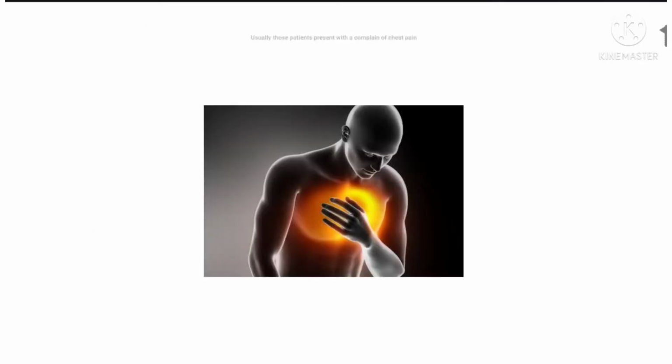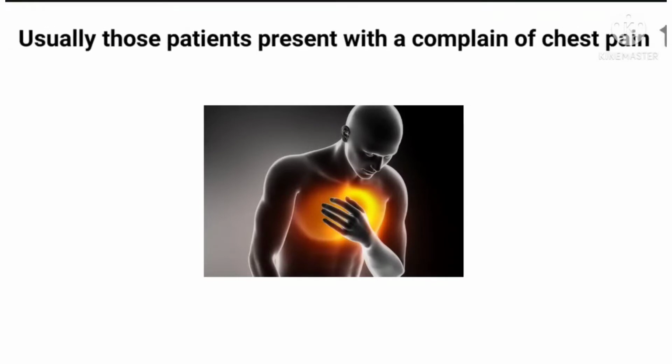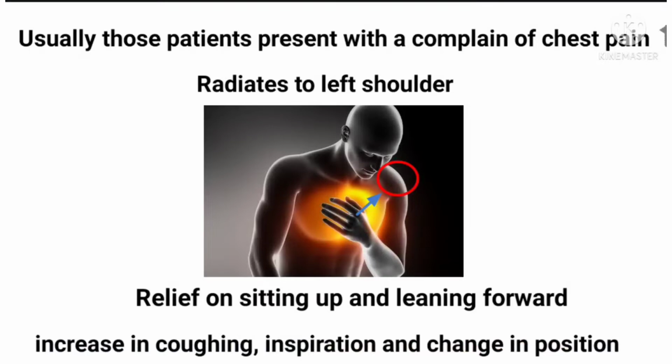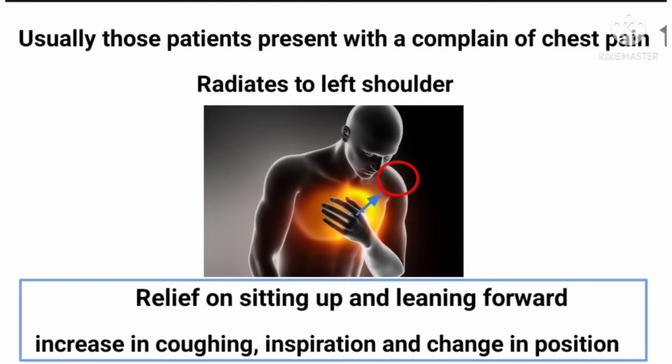Usually, those patients come to us with a complaint of chest pain, and this chest pain radiates to the left shoulder. This pain is relieved on sitting and leaning forward, and it increases on coughing, then inspiration, then change in position. Chest pain due to acute pericarditis and acute myocardial infarction can be differentiated by the last 2 points. Usually, pain due to acute myocardial infarction doesn't change with sitting up or leaning forward. Along with chest pain, the patient may also complain of fever, then malaise.